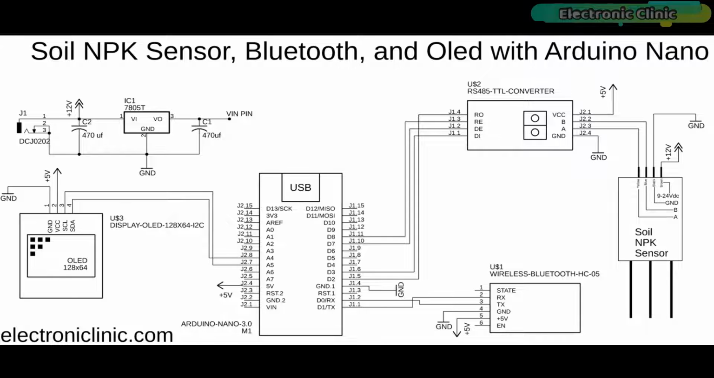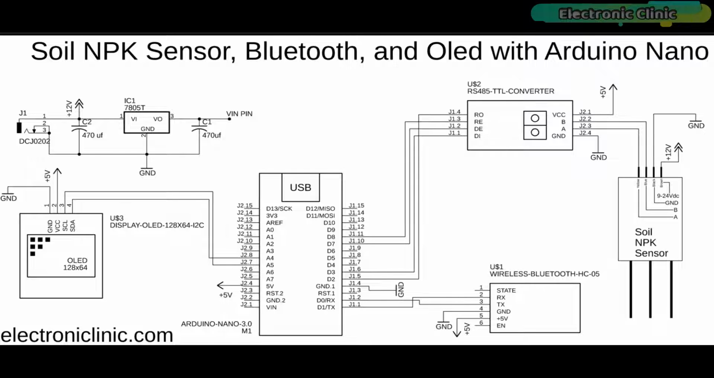The black and blue wires of the NPK sensor are connected with the B and A pins of the RS485 TTL converter, while the VCC and ground pins are connected with the 5-volt and ground pins of the Arduino. The RO and DI pins are connected with the D2 and D3 pins of the Arduino. The RE and DE pins are connected with the D8 and D7 pins respectively.